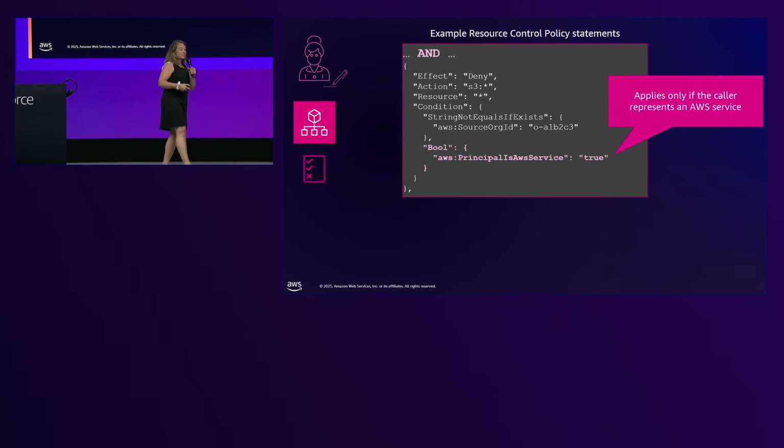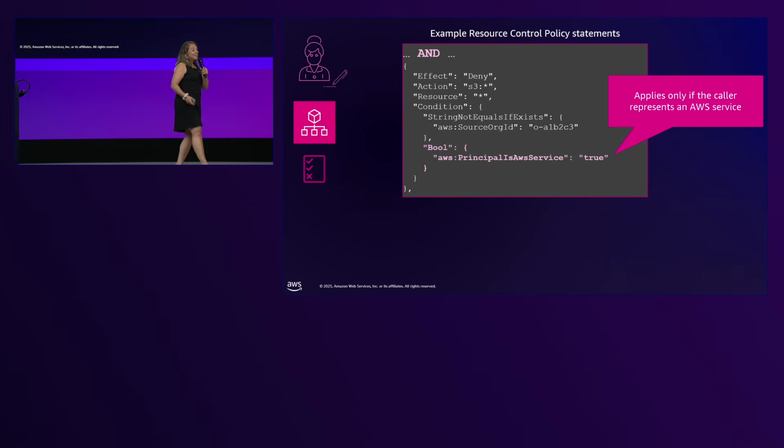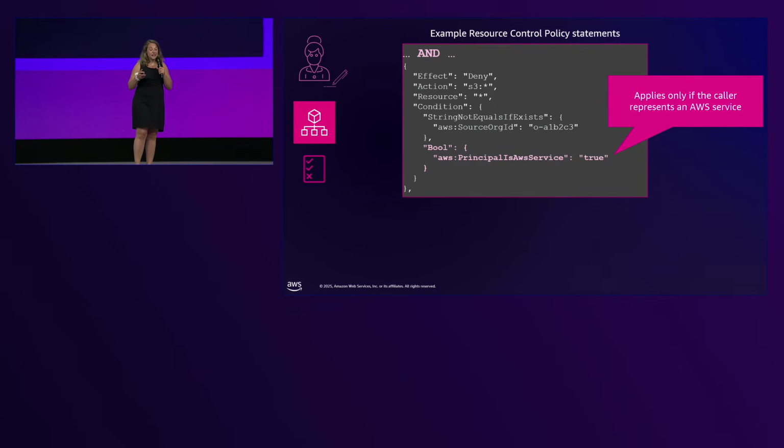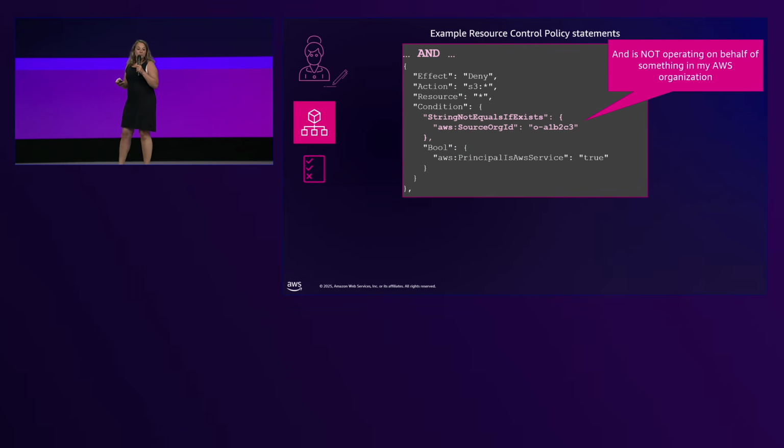This is the other statement that's usually there with it. If they are an AWS service, that might be okay too, but they better be acting on behalf of, you notice this source org ID, they better be acting on behalf of an account in my org. So it's confused deputy protection at scale. So that's how this works.